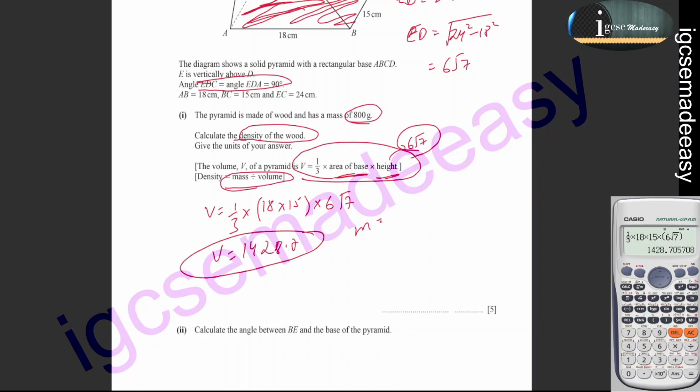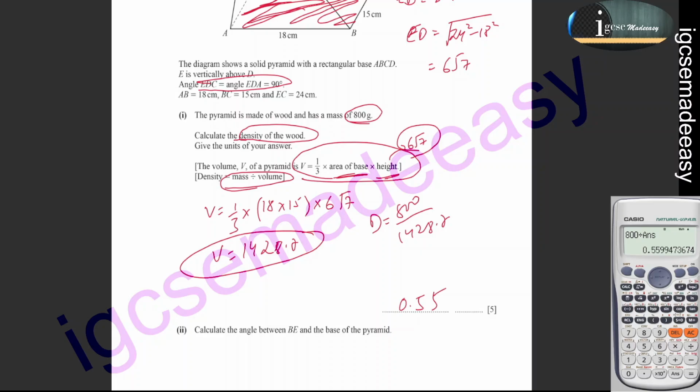So mass will be equal to what? Sorry, density equals what? Density is mass upon volume. So mass is 800 divided by volume 1428.7. I can directly use my calculator: 800 divided by the answer value gives you 0.559. I can write that as the density. The answer that I'm getting is 0.55.